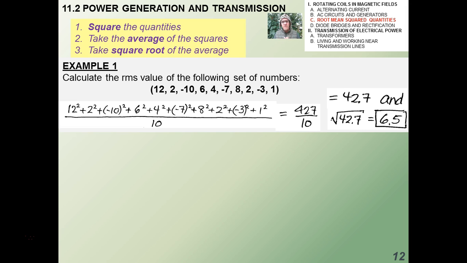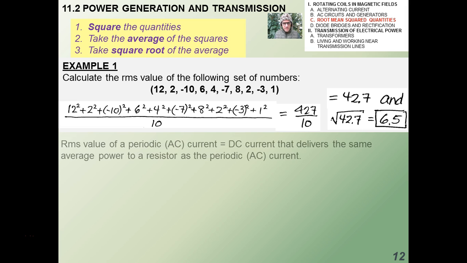I'll teach you how to do that, and more importantly, to use those equations as given to you in your data booklet to analyze AC circuits. Now, the RMS value of a periodic current is the same as the DC current that delivers the same average power to a resistor as the periodic current.